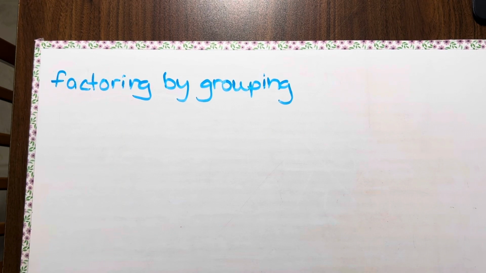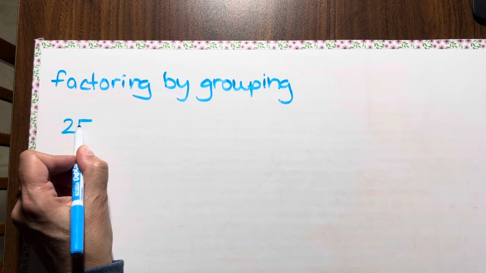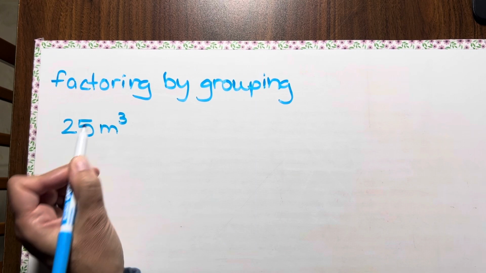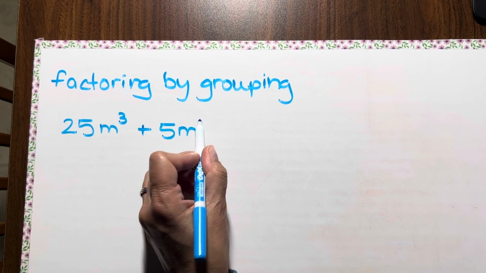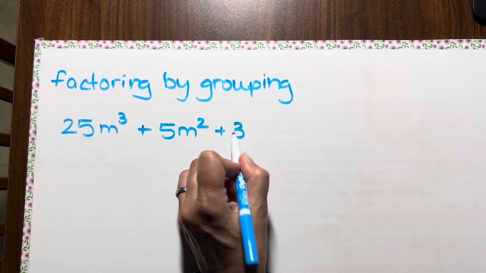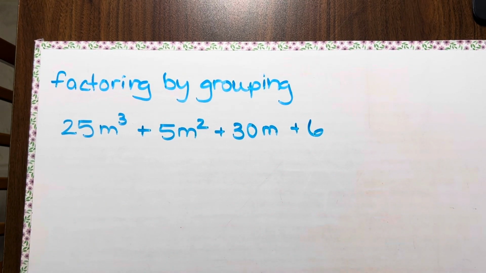Today's topic is factoring by grouping, so let's get right into it. Our expression that we want to factor today is 25m to the third plus 5m squared plus 30m plus 6.